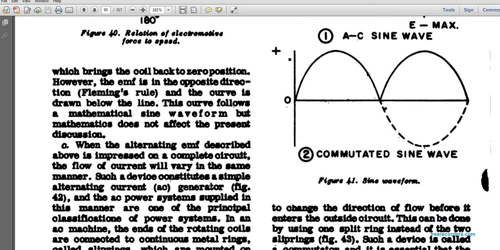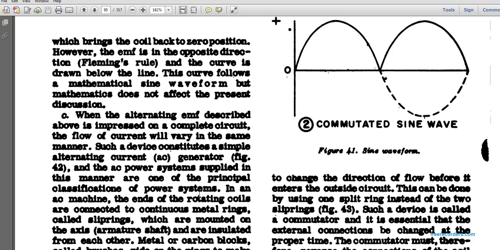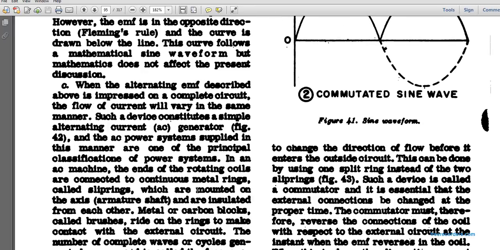Some devices constitute a similar alternator generator, and AC power is supplied in a manner that is one of the principal classifications of the power system. Any AC machine ends up rotating coils connected with continuous metal rings called slip rings, which are mounted on the axis of the armature shaft and insulated from each other. Metal and carbon blocks called brushes ride on the rings to make contact with the external circuit.